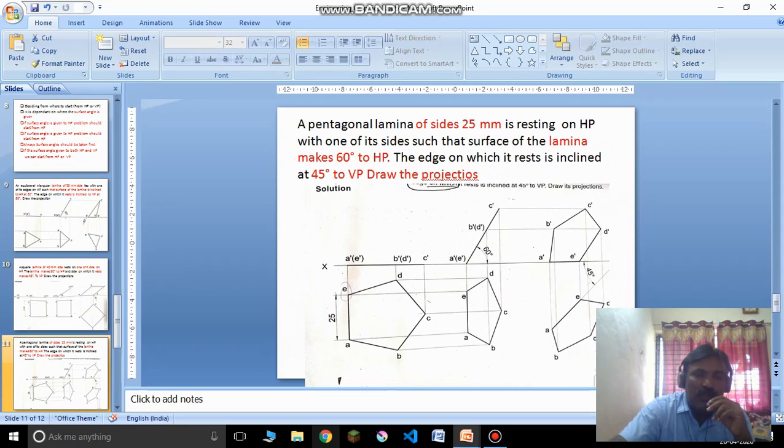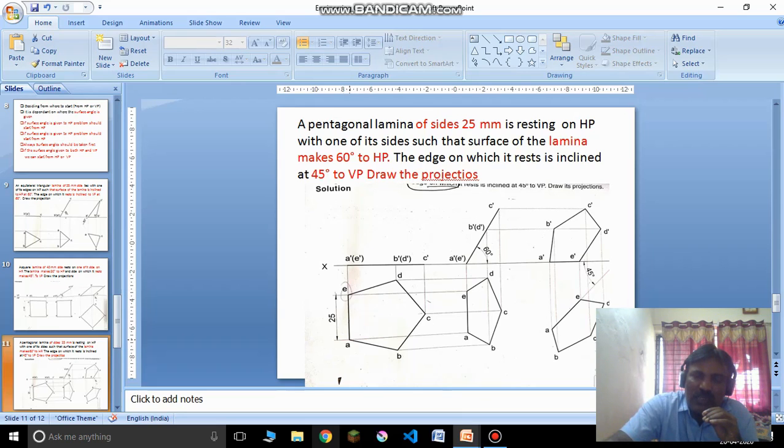I will take the last problem for today's class. A pentagonal lamina of 25 mm side is resting on one of its edges on HP, such that the lamina makes an angle of 60 degrees to HP and the edge on which it is resting is inclined at 45 degrees to VP. So again, the surface angle is given to HP. Start from HP, keeping one of the sides perpendicular to the XY line.